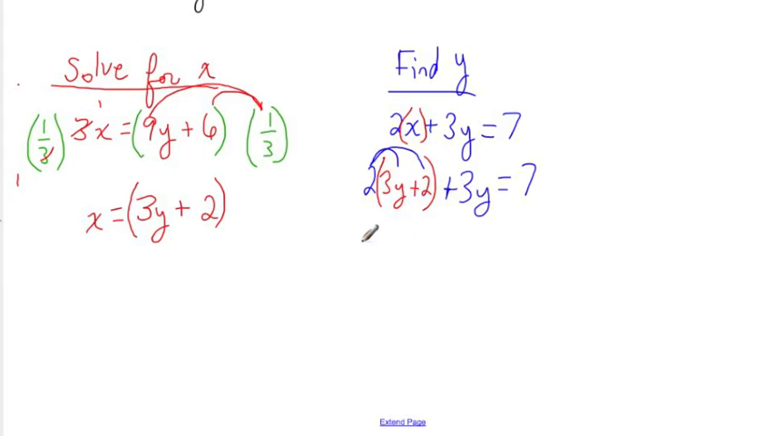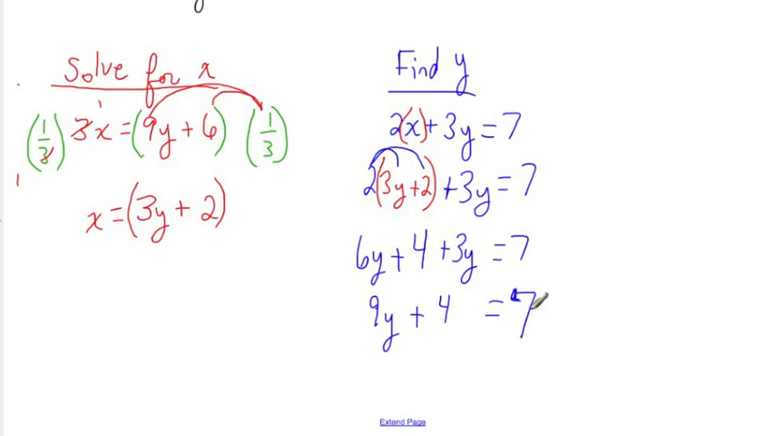So I multiply 2 by 3y, that's going to give me 6y, plus 2 times 2 is going to give me 4. Bring down the plus 3y equals 7. I can still simplify, I can combine these like terms. 6y plus 3y is 9y. Still have a plus 4 equals 7.